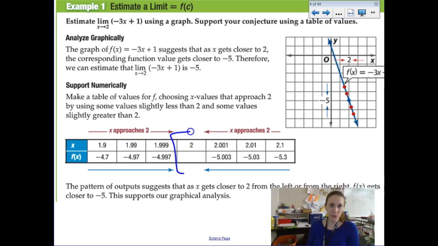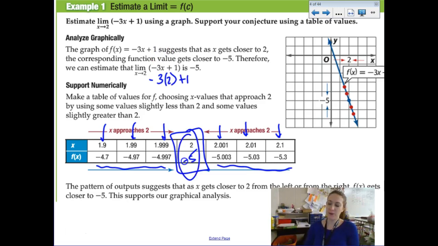All right, everything's working. So, pretend you can't actually plug in 2. You can't evaluate it at 2. So they went into ask mode and used 1.9, 1.99, 1.999, and then they went on the other side of 2. It doesn't have to be symmetrical like they did, but just something slightly above 2, slightly below 2. If you look at the output values, they're getting really, really close to a certain number, and they're approaching negative 5. Turns out that's exactly the value when you plug in a 2 into this function. Negative 3 times 2 plus 1 is negative 5.